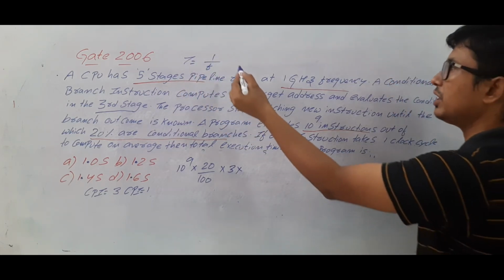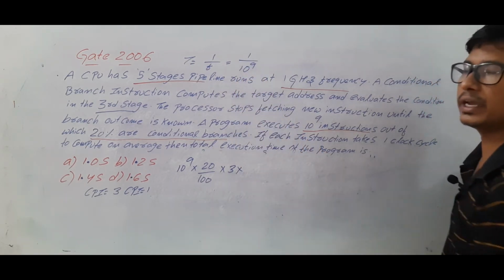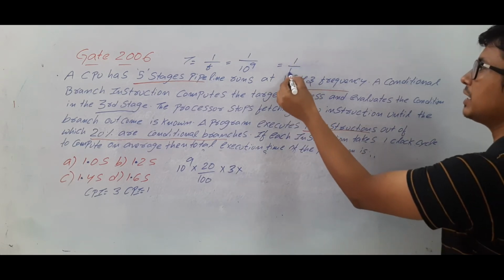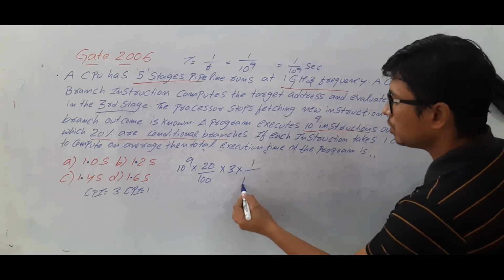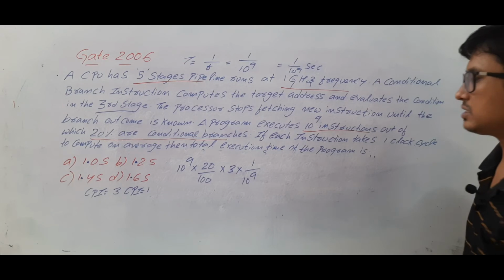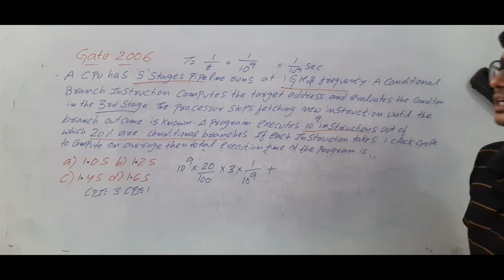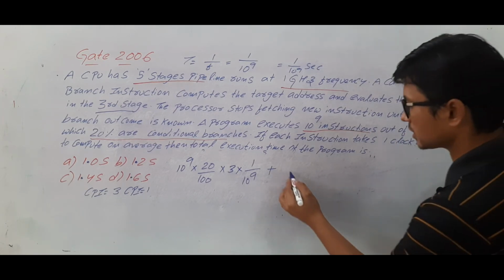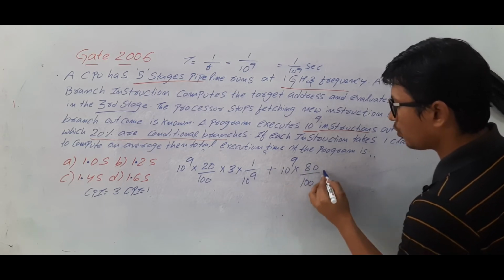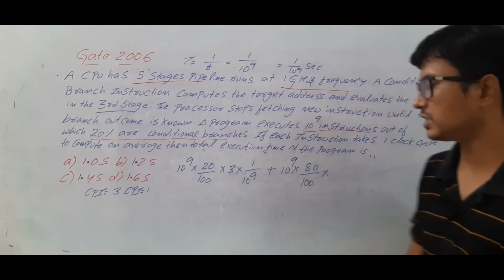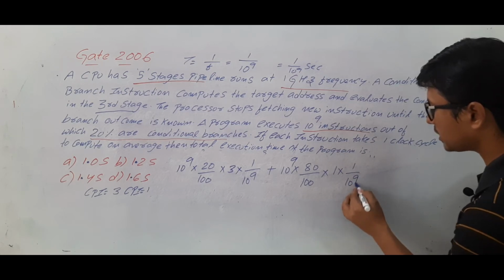Am I right or wrong? What is the frequency they have given? 1 gigahertz, which is nothing but 10 power 9. So time is equal to 1 by 10 power 9 seconds. So 3 into 1 by 10 power 9 seconds, because this is the time it takes to execute one clock, plus 80% of the instructions are normal instructions. So 10 power 9 into 80 by 100. And what is the clocks per instruction for the normal instruction? One clock only. And what is the clock duration? 1 by 10 power 9.